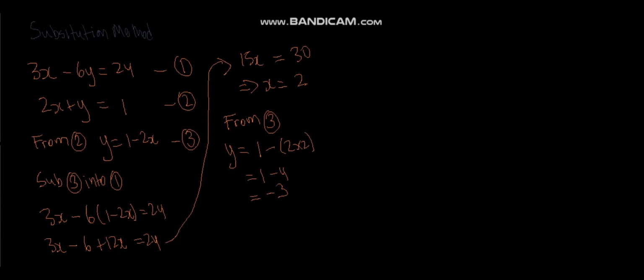Let's test it again to see if our answers are correct. So for the test, pick any equation. Now I'll pick equation 2. So 2 by 2 plus minus 3 should give 1. So 4 plus minus 3 is 1, so 1 equals 1. So therefore our solutions are correct.